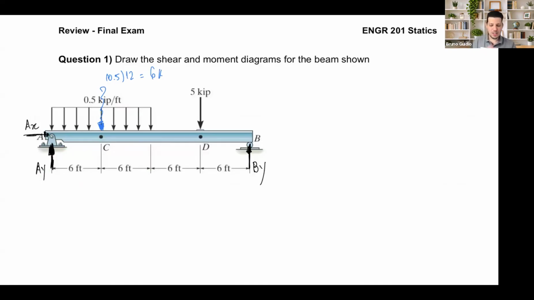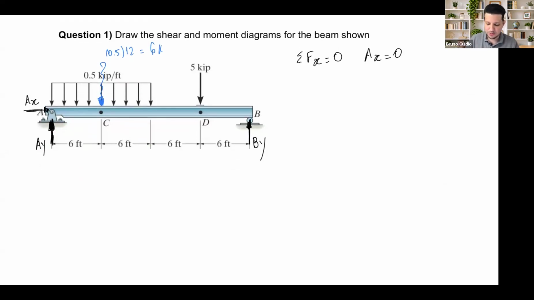With that I can then do the equilibrium equations. I will have AX equal to 0 because I don't have another force in x. Sum of the forces in y equal to 0: I will have AY positive, -6, -5, positive BY. So I know AY plus BY should be 11.